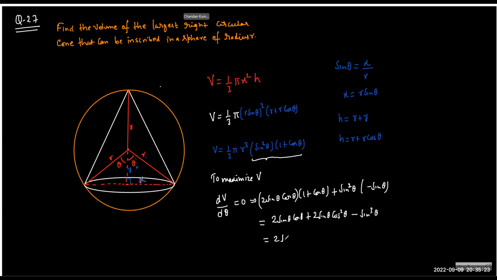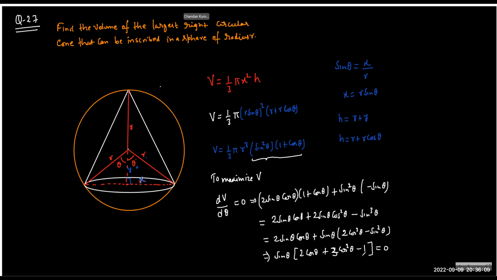So 2 sine theta cos theta plus, I can take sine theta common. So what will I get? 2 cos square theta minus sine square theta. And this should be 0. So I can take sine theta common. I get 2 cos theta plus, this I can write as 2 cos square theta, and sine square we can again write as 1 minus cos square, which will come like this. And then we have to make it 0, right?